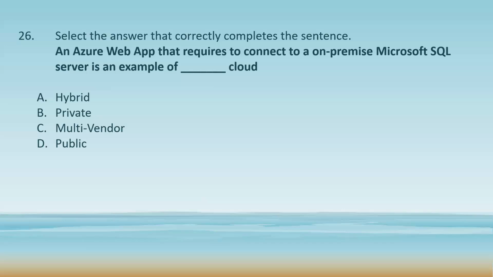Multi-vendor is the combination of multiple public cloud vendors like Azure, AWS, GCP, and so on. Now, in this case, an Azure web app, which is an Azure public cloud service, requires to connect to an on-premise SQL server, which is a private cloud. So the combination becomes a hybrid cloud. So the right answer is option A, hybrid.